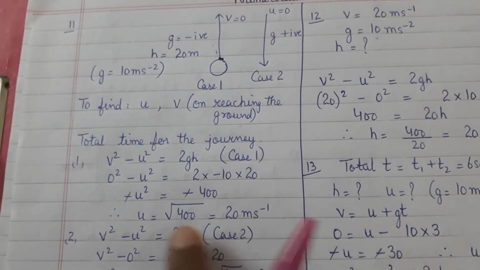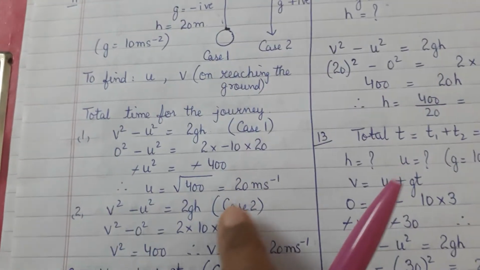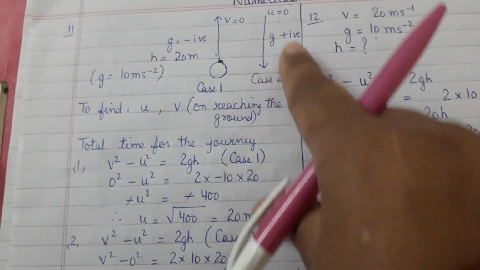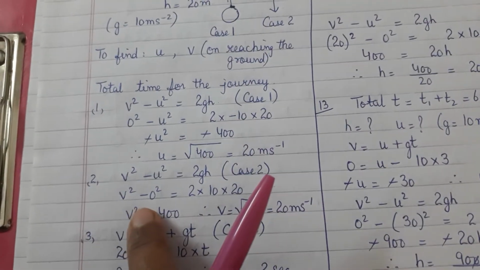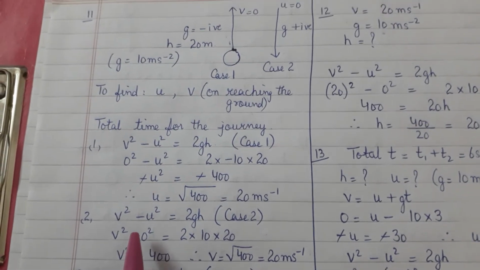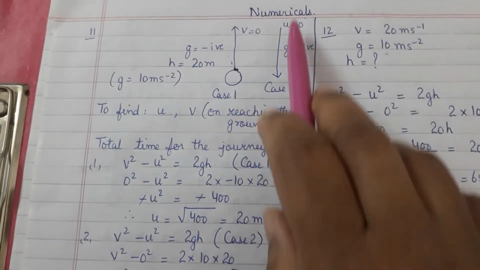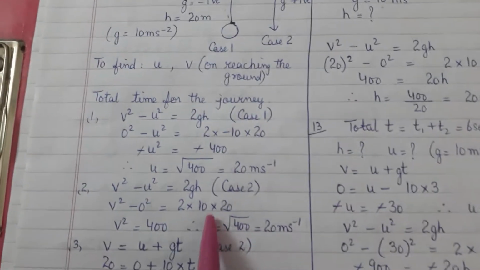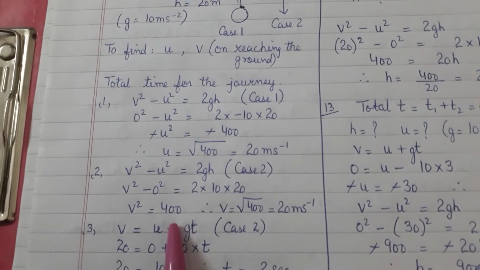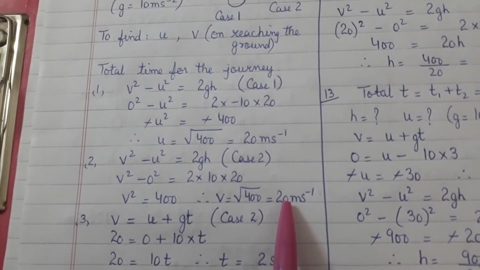Now, after I get the value of U, I take case 2 in order to find out the value of V, okay, on reaching the ground. So I consider case 2. I again use the equation of motion V square minus U square is 2GH for case 2. When I need to find out V square, of course, U is 0 because it is starting from the topmost point downwards, and the value of G is positive because it is towards the force of gravity of the earth. Again, when I work out the value, it works to 20 meters per second. That is the value of V on reaching the ground.